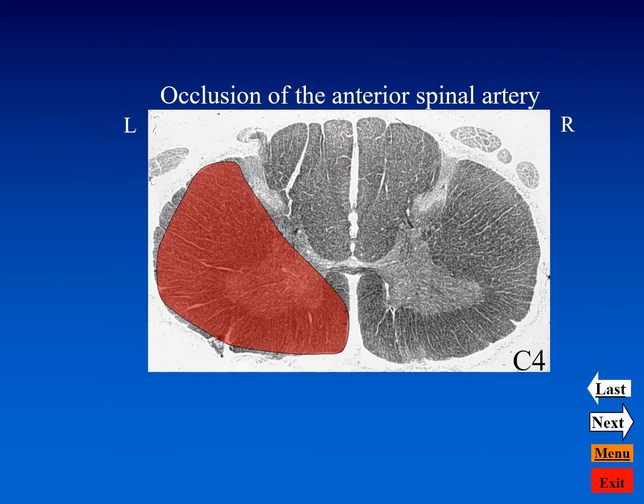So here's a lesion that involves the anterior funiculus, lateral funiculus, ventral gray horn. So the deficits in this patient would be more extensive than just pain and temperature, but we're going to focus just on the pain and temperature, as we'll see on the next slide. And this could be due to an occlusion of the anterior spinal artery.